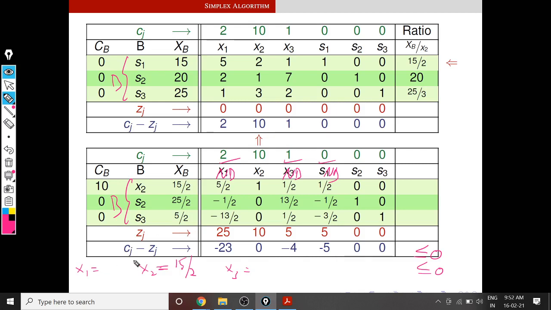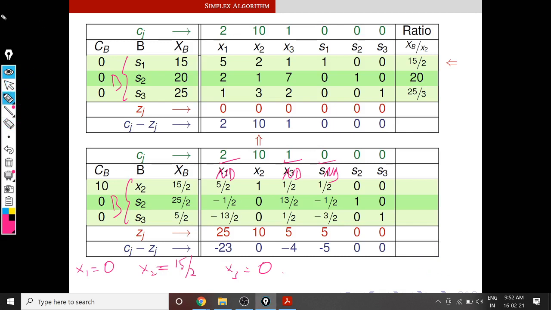So what is the value of x1? Yeah, x1 is 0, x3 also 0, because they are non-basic. They are not in the basic table. Only what is inside this table is basic. So here the value of x2 is 15/2, and x1 and x3 are non-basic, so their values are 0. So you can easily find the value of the objective function.